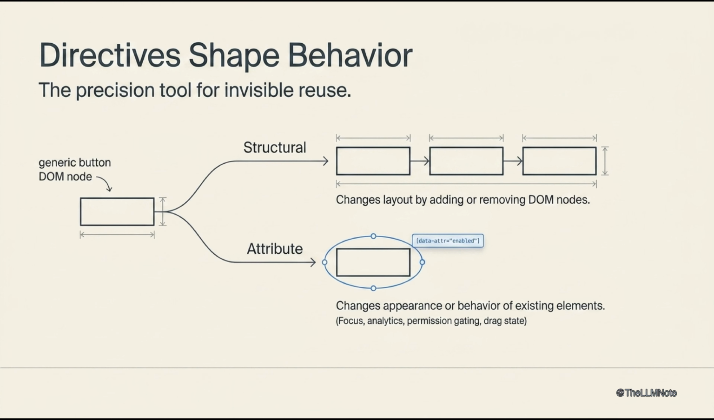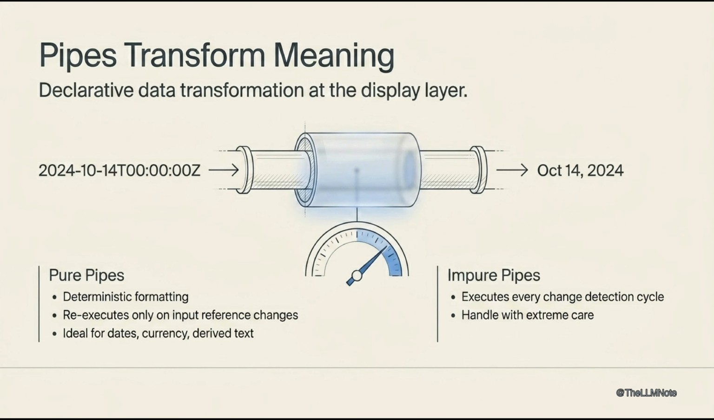Pipes transform meaning. Pipes are the presentation transformer. Angular describes pipes as operators in template expressions. They transform data for display, not for business logic. Use pure pipes for deterministic formatting of stable inputs. Examples include dates, labels, currency, or derived text.